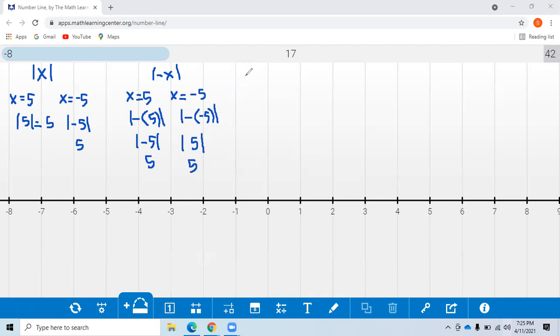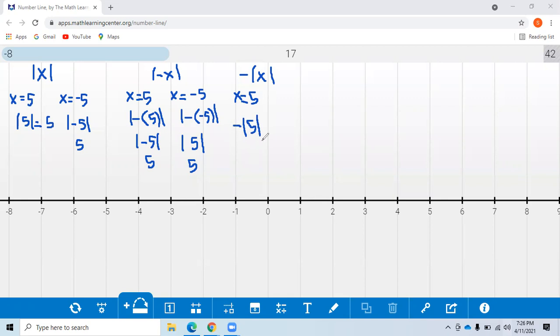What about if our absolute value sign has a negative in front of it? Let's look at a negative in front of it first. What about if I have the opposite of the absolute value of x? Well, again, we're going to start by letting x be equal to 5. And substituting a 5 into our expression, we have the opposite of the absolute value of 5, because we substitute 5 for x.